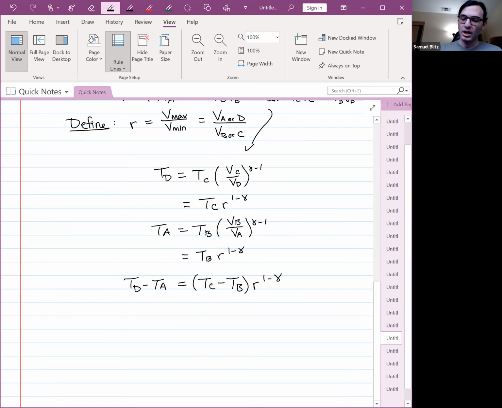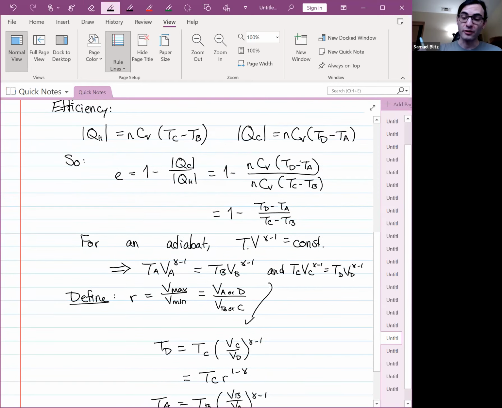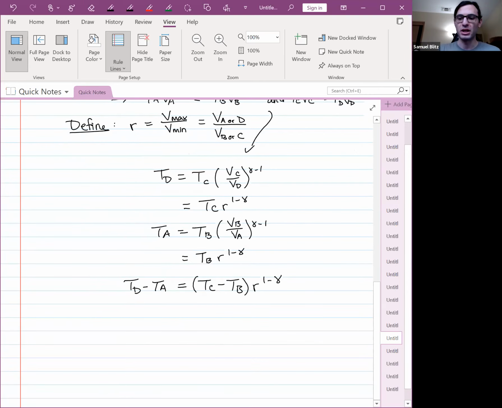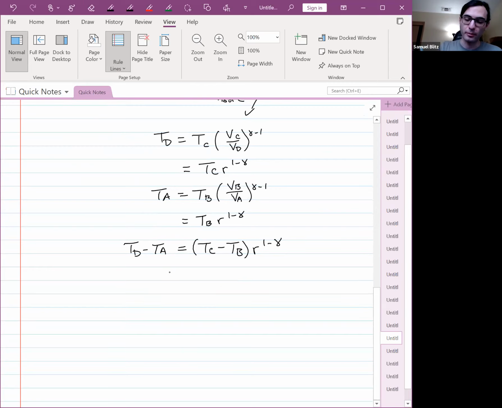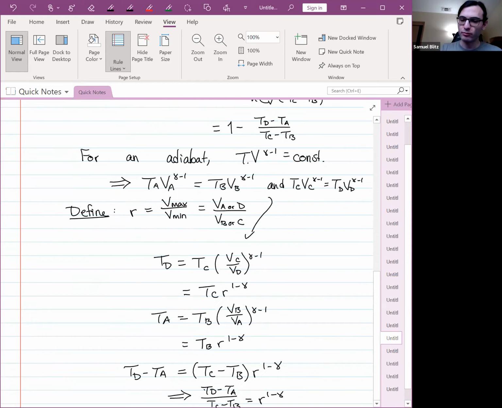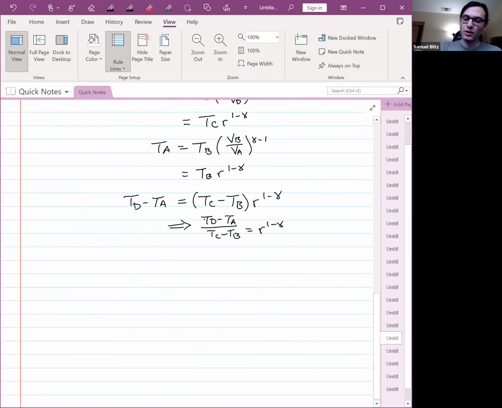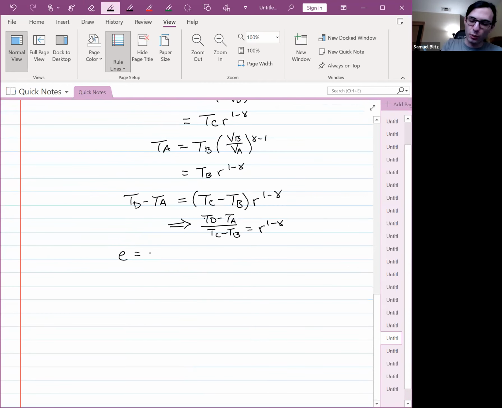And so the ratio of TD minus TA divided by TC minus TB, well, we can just solve for that here. That implies that TD minus TA divided by TC minus TB is just equal to R to the 1 minus gamma. And so we can plug that in. So the efficiency here is just 1 minus R to the 1 minus gamma. That is the efficiency of the Otto cycle.